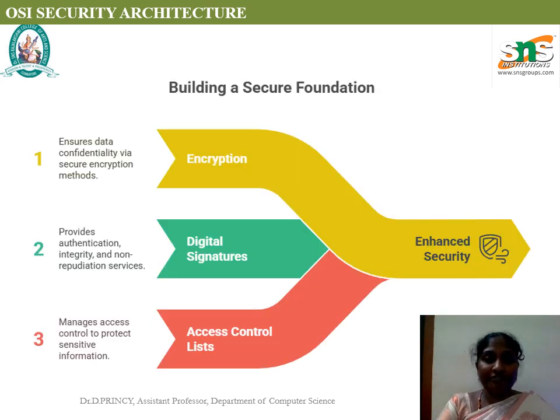After discussing these aspects of the security architecture, we have to build a secure foundation in a network. It includes encryption to ensure data confidentiality via secure encryption methods. Second one, digital signature. It provides authentication, integrity, and non-repudiation services. The next one is access control list, which manages the access control to protect sensitive information.